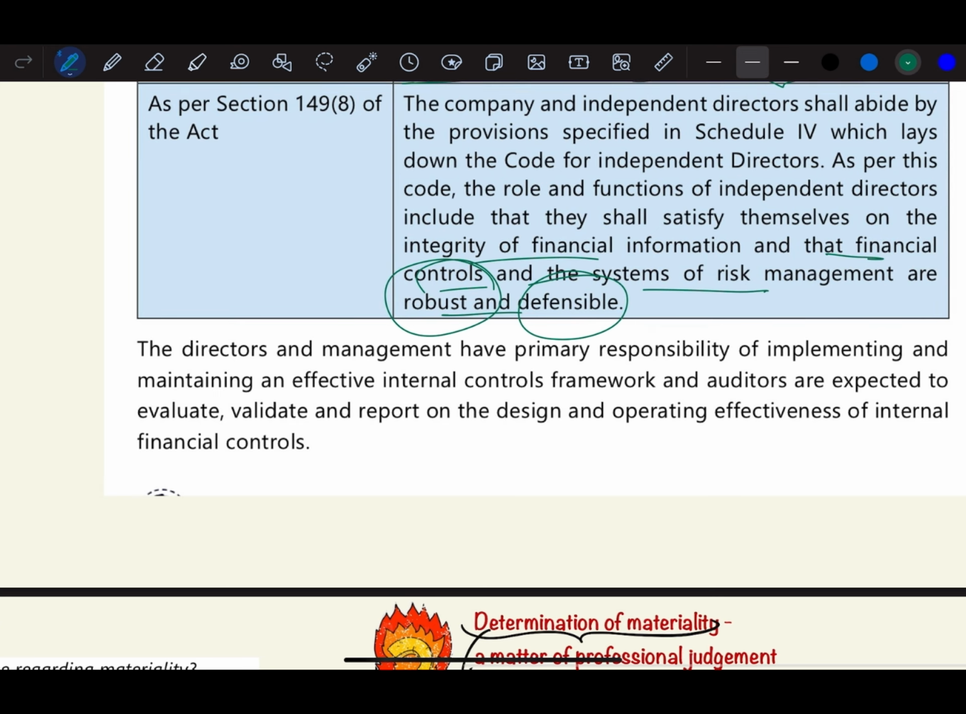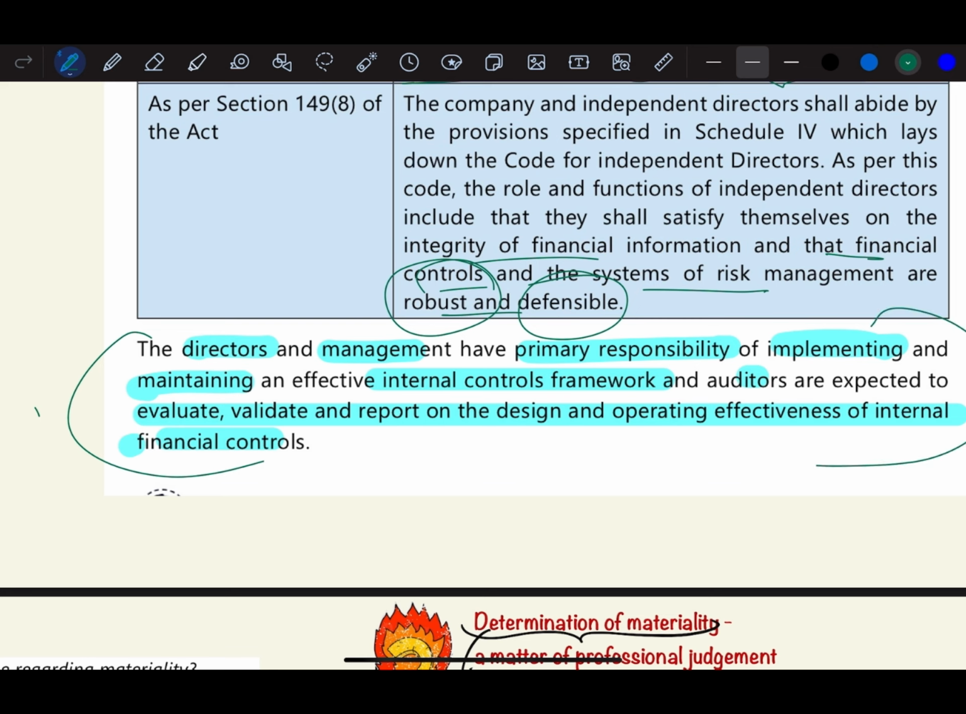Basically, the directors and the management have primary responsibility for implementing and maintaining an effective internal control framework, and the auditor is expected to evaluate, validate and report. So this point is important. Directors and management are responsible for internal financial controls. Auditors are responsible for evaluating, validating and reporting on the design and operating effectiveness of internal financial controls. That's it.